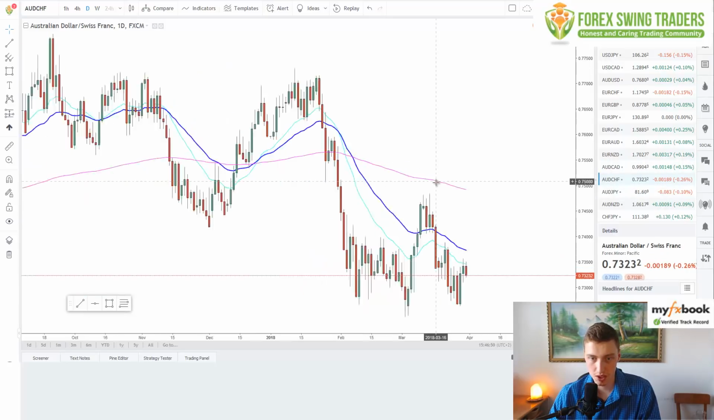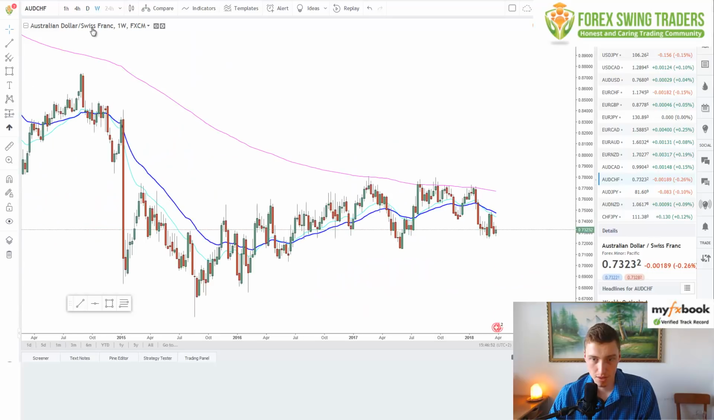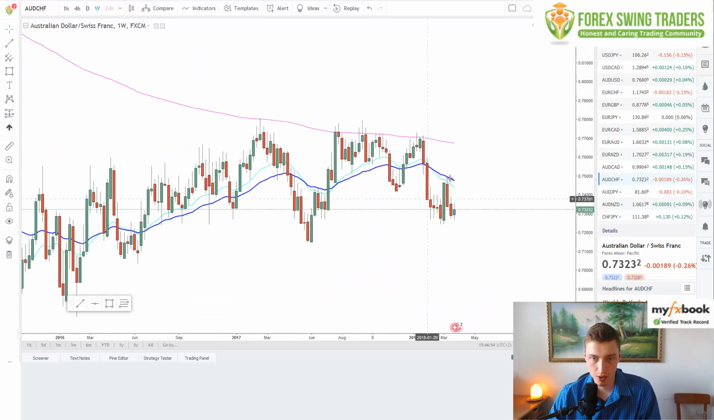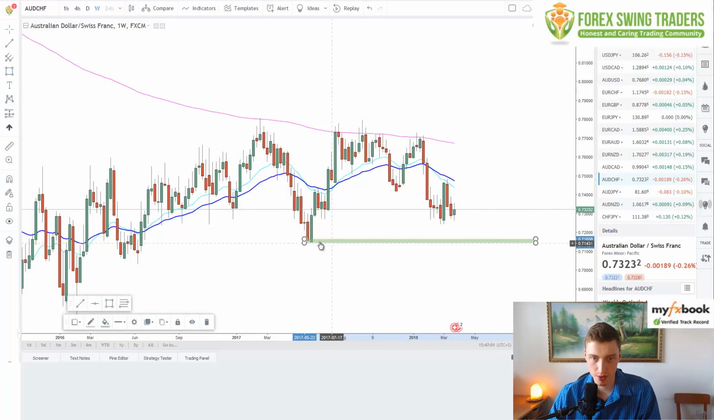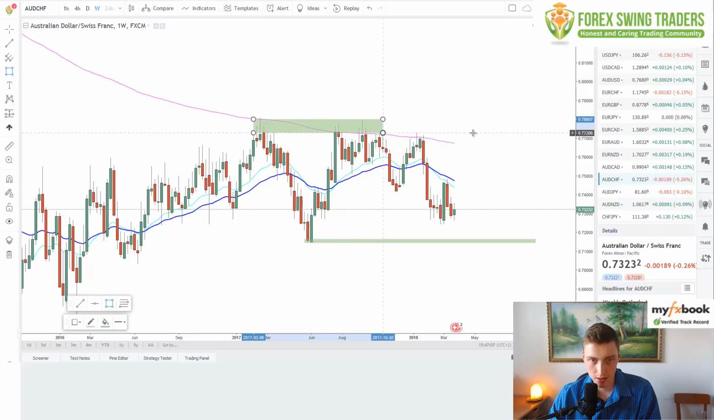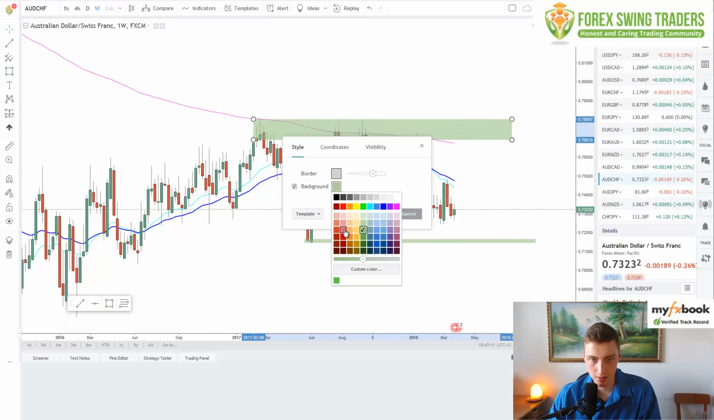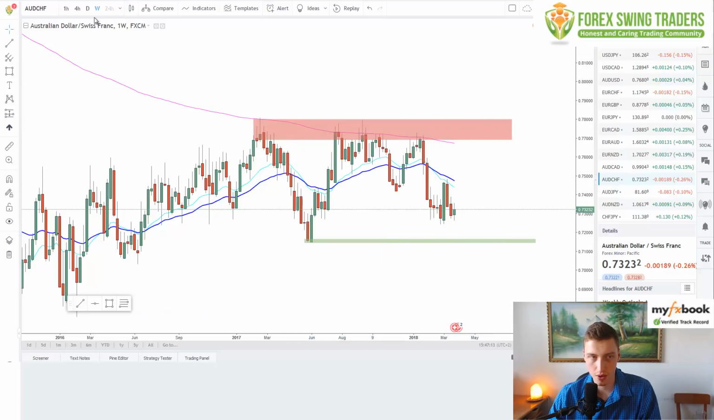Okay, Aussie Swiss on a weekly time frame, it looks sort of a mess. But if you're interested in buying Aussie Swiss, here's the very good support. I'm looking for price to reach it and looking to buy. And for selling, here's a resistance zone. But still, I mean, this is very far away, right?